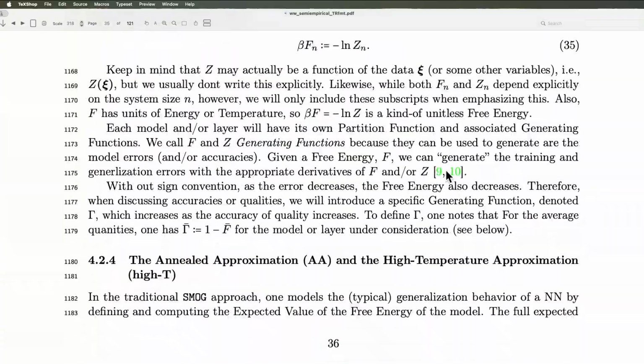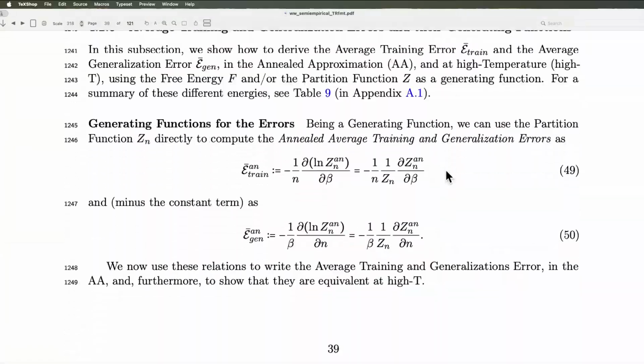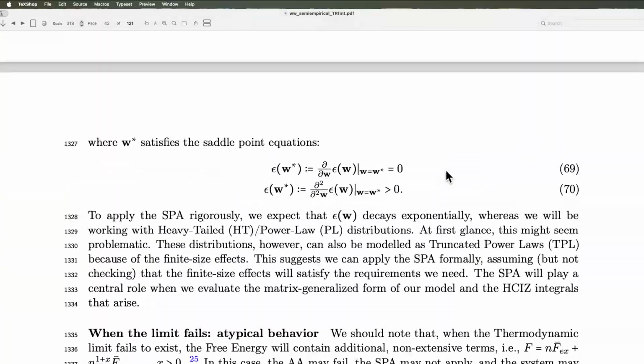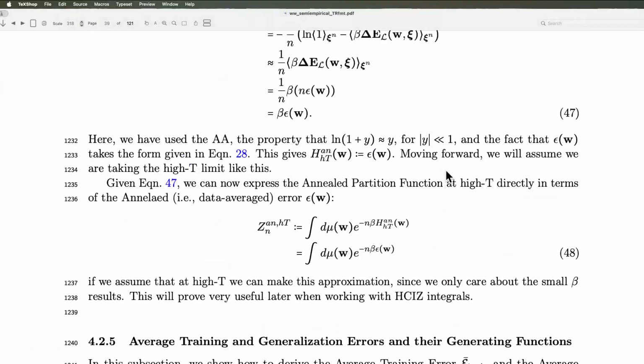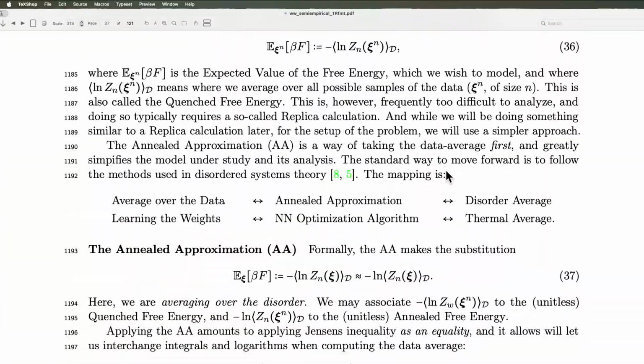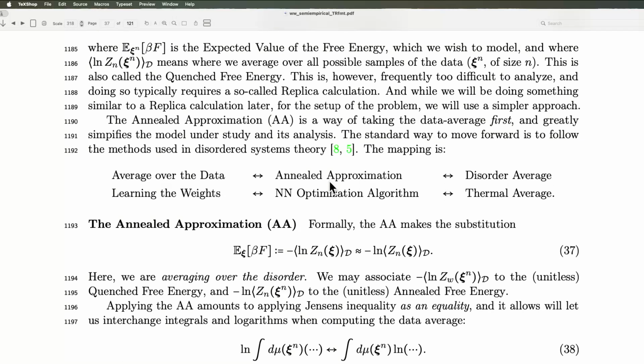I think somewhere I have a picture of this. Maybe it was down here. Sorry, give me a second. I'm trying to find it, paging through here. Yeah, right. Okay. So when you do a theory, instead of learning the weights and averaging over the data, we're going to average over the data first. We're going to pretend that we have this fake data that we average over, and then we'll average over the weights.